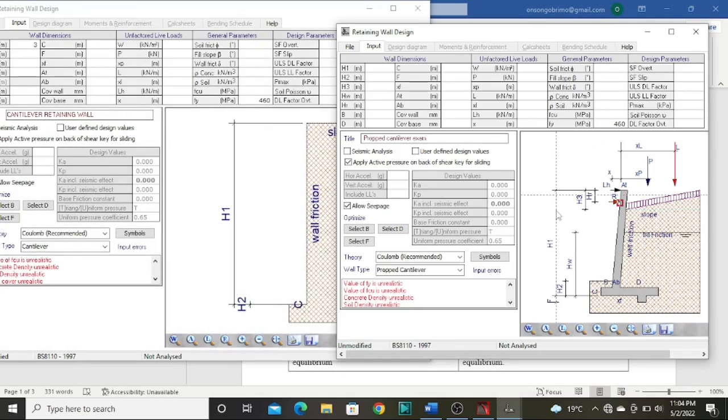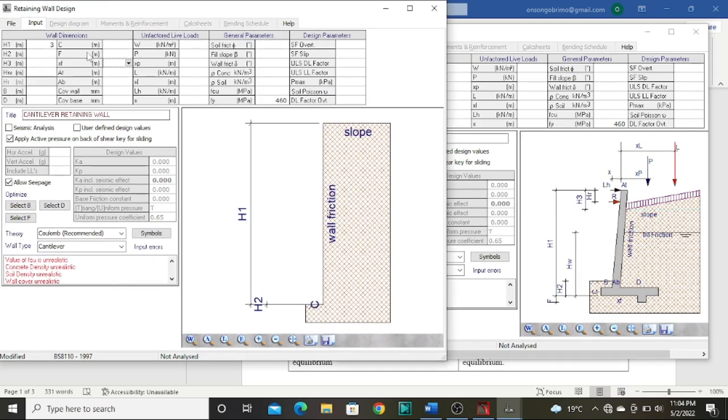So I have opened another window of the same retaining wall design. So h is normally the total height of our wall. h2 is the height of the soil in front of the wall. As you can observe, in front of the wall we have a cantilevered section, and then the height of the soil at that section is known as h2. So let me assume a height of 300 millimeters, that is 0.3 meters.